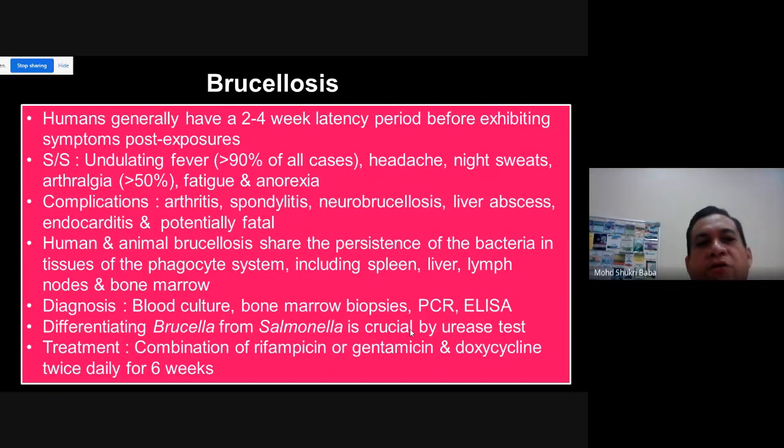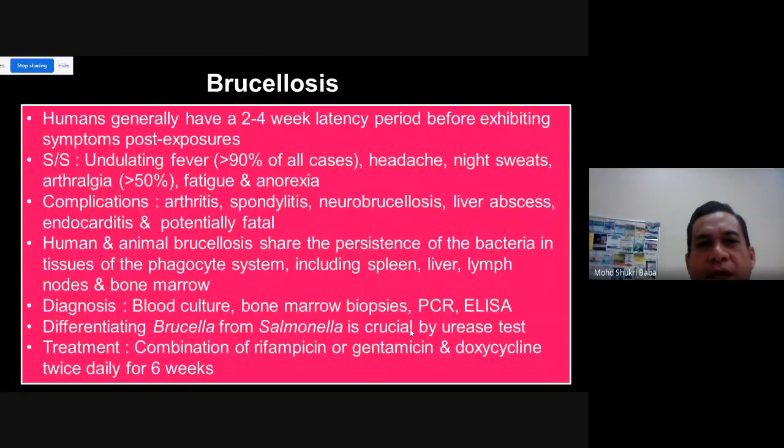Alright. Human and animal brucellosis share the persistence of the bacteria in tissues of the phagocyte system, including spleen, liver, lymph nodes, and also bone marrow. Okay, diagnosis: blood culture, bone marrow biopsy, PCR, and ELISA.